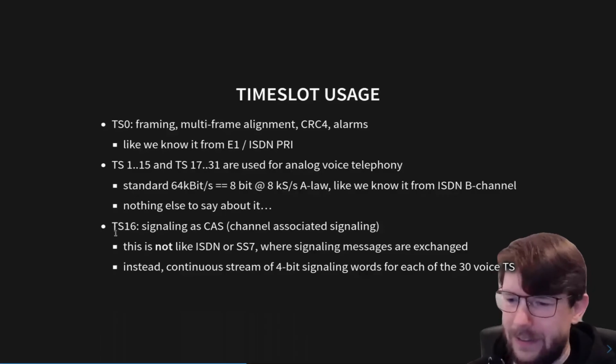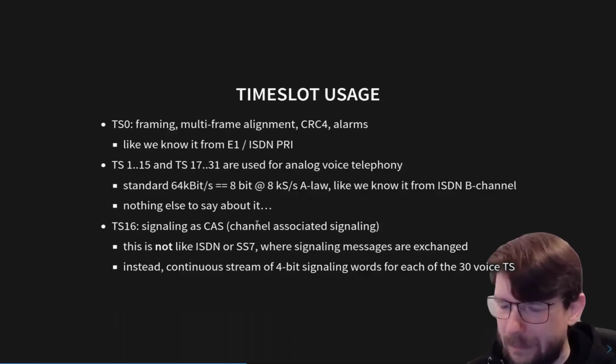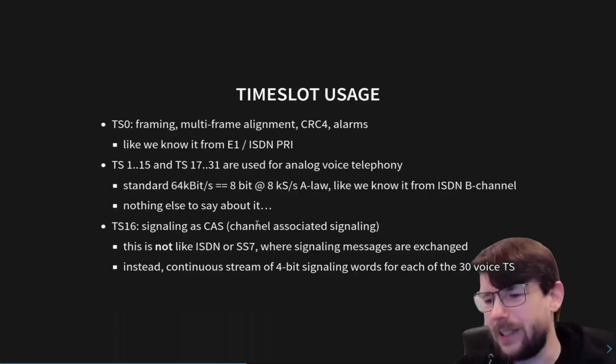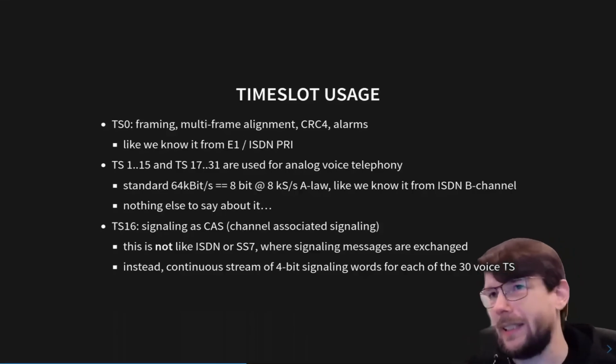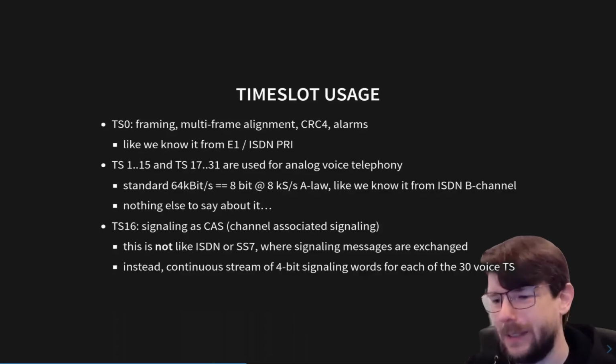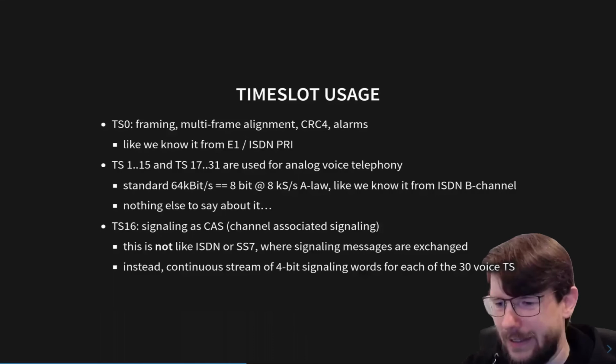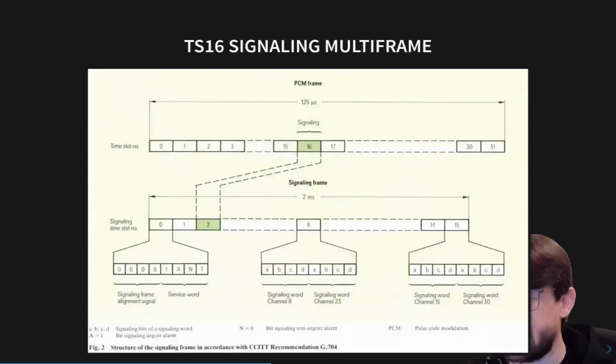And on Timeslot 16, we have this channel-associated signaling, which is not like ISDN or SS7, where we actually have a layer 2 and layer 3 protocol stack and messages being exchanged, like a modern packet-switched data network. But instead, it's a continuous stream of 4-bit signaling words for each of the 30 voice time slots. And this is structured like seen in this diagram. So on the top, we see the E1 frame, which has 31 time slots, and time slot 16 is the signaling slot.